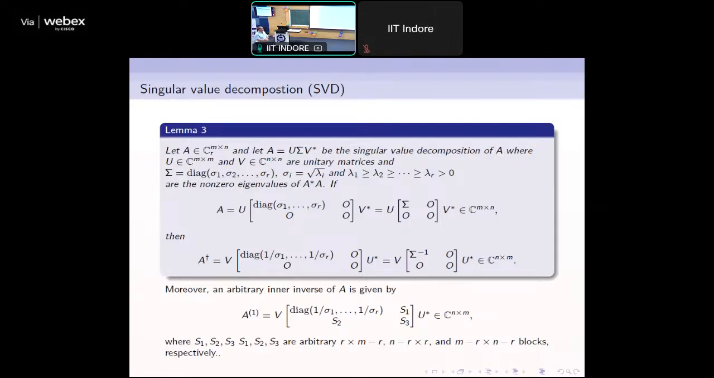Important to mention is that if we have the singular value decomposition and the Moore-Penrose inverse, we can generate the complete class of inner inverses. It is enough to replace the 3 zero blocks by arbitrary matrices S1, S2, and S3 of appropriate dimensions.